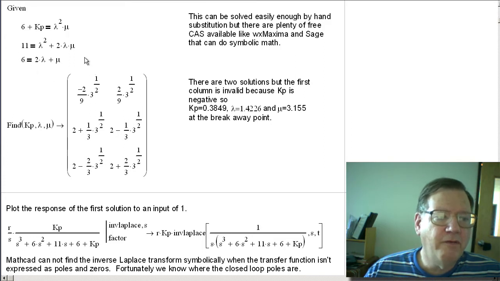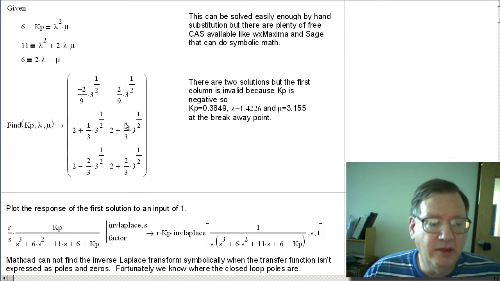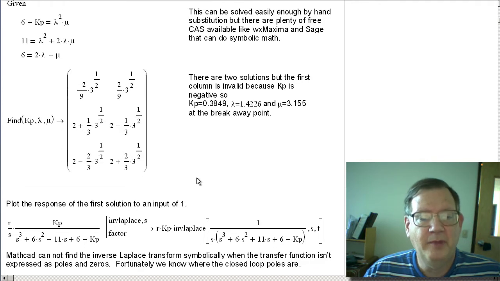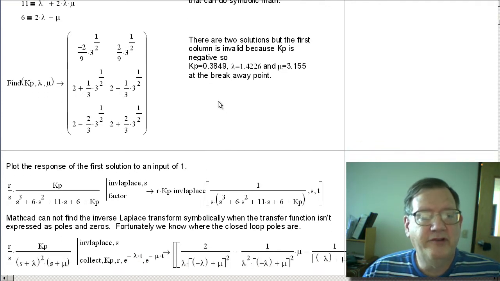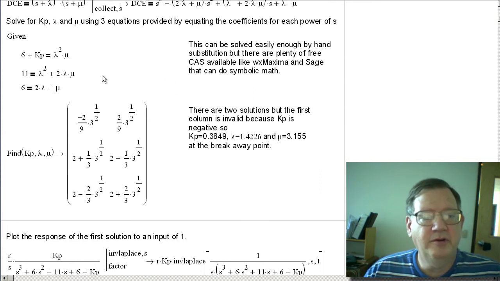When I solve for the gain, the lambda, and the mu, then I get 2 solutions. But since the gain is negative here, then only this solution is valid. So there's a gain of 0.3849, lambda is equal to 1.4226, and mu is equal to 3.155 at the breakaway point. This is very easy to compute.